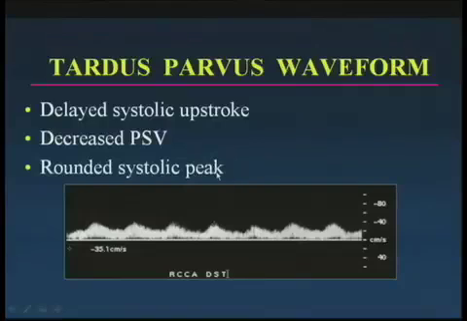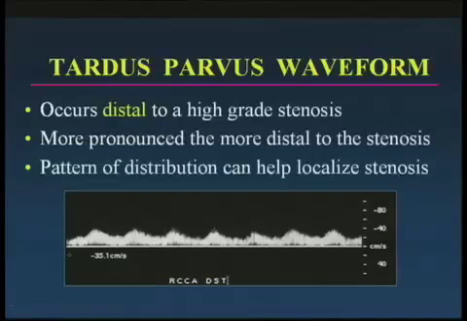And I've mentioned the tardus parvus waveform. Again, to repeat, you have delayed systolic upstroke, decreased peak systolic velocity, and the classic appearance of this rounded systolic peak as opposed to the nice, sharp, pointy systolic peak that I've shown you before. And this occurs distal to a high-grade stenosis. It becomes more pronounced the more distal you sample to the stenosis.